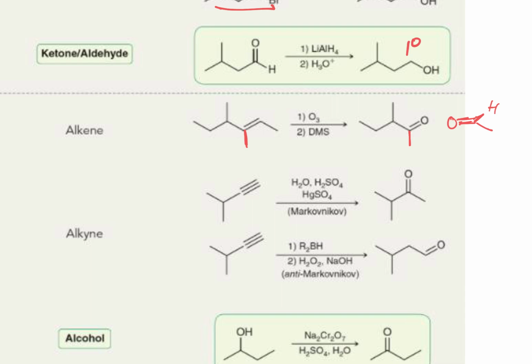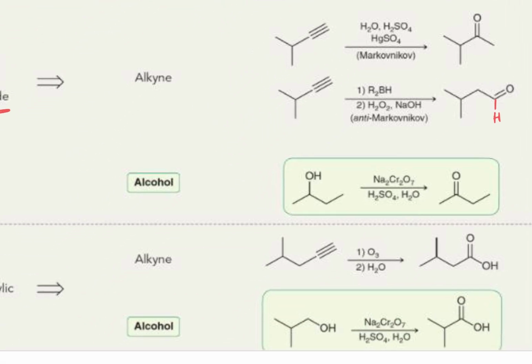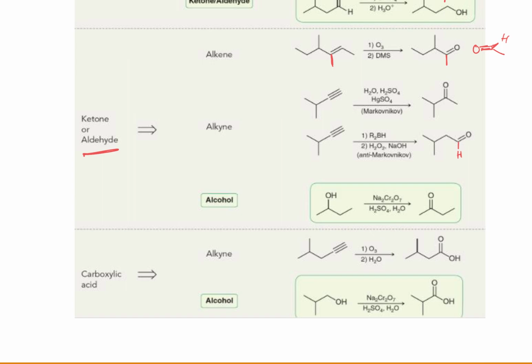You could start with alkynes, and water, sulfuric acid, and mercuric sulfate would give you the oxymercuration, demercuration to give you a ketone. If you're using an alkyl borohydride compound and water, hydrogen peroxide and then sodium hydroxide, there you'll get an anti-Markovnikov product that gives you this aldehyde. If you have an alcohol to start with, you could oxidize it using the chromic acid solution.